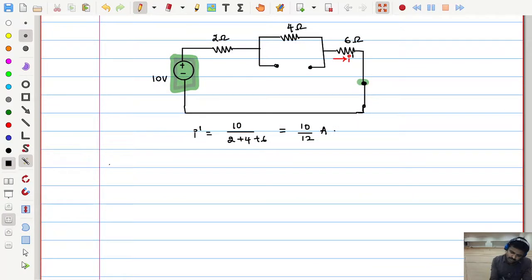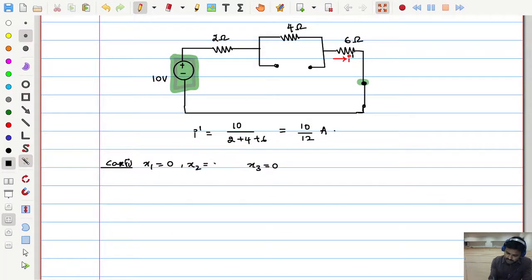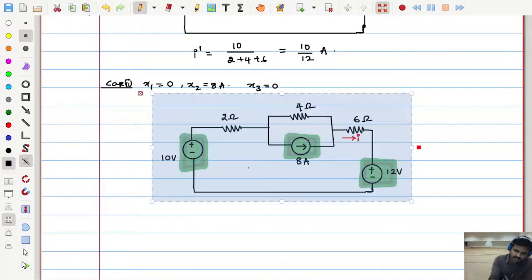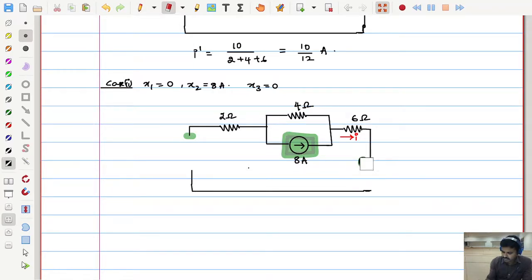Now let me choose case 2. What is case 2? X1 is made to be 0, X2 will exist as it is, and X3 is also made to be 0. How much is the X2 value? It is 8 amperes. So now only the 8 ampere source is there. Let me draw the diagram again corresponding to this case. How can I make X1 to be 0? By short circuit. How can I make X3 to be 0? By short circuit. Let us do those two tasks first.